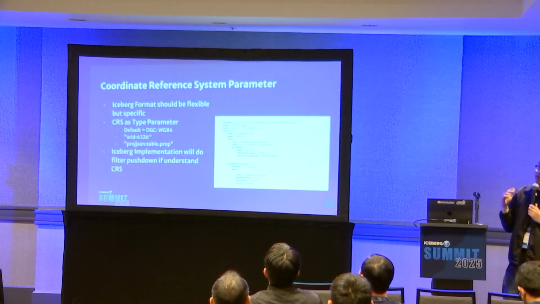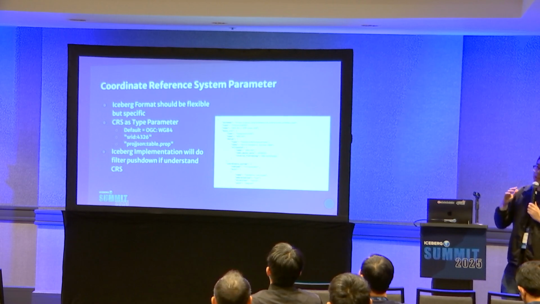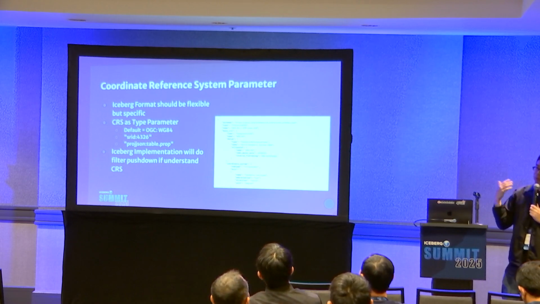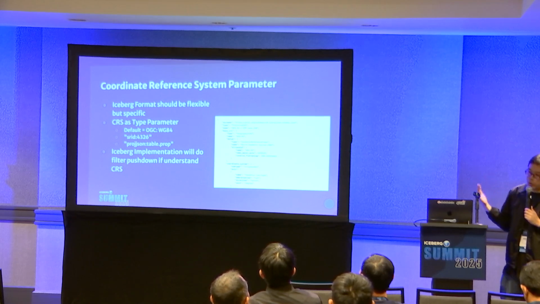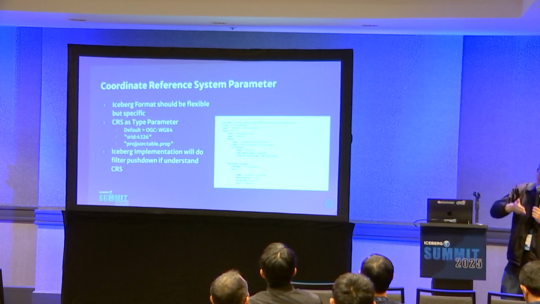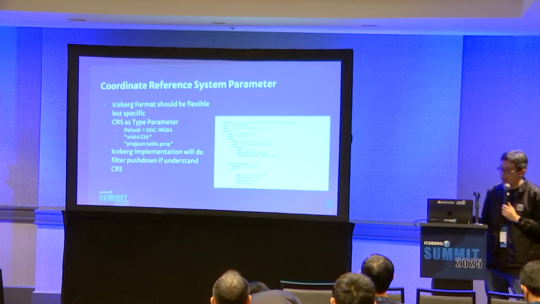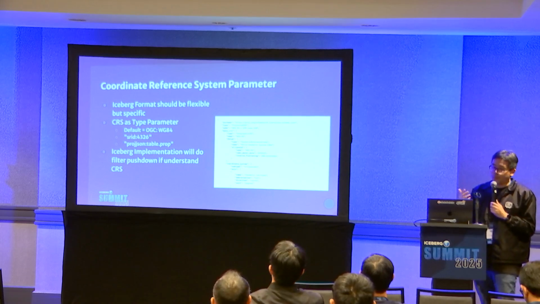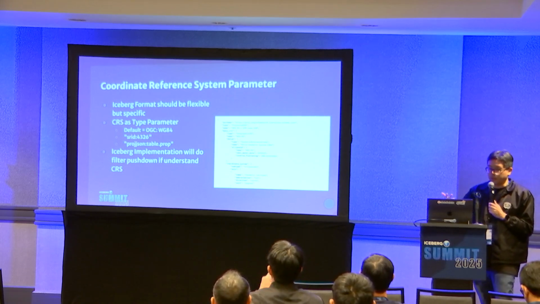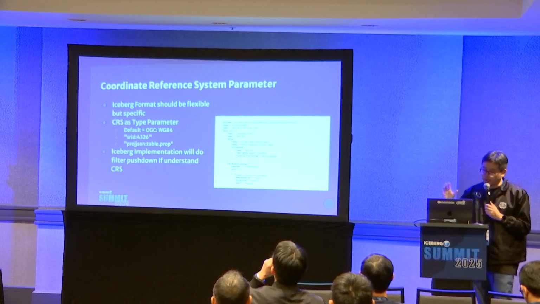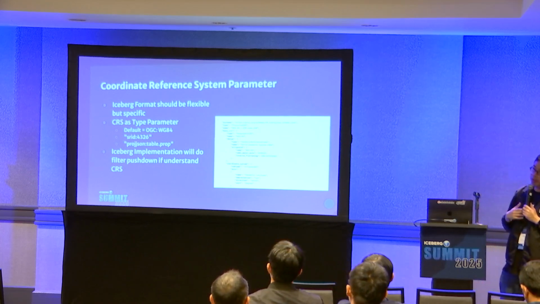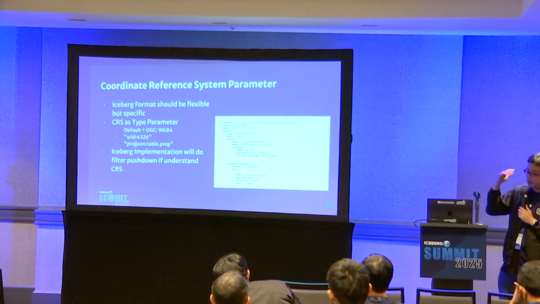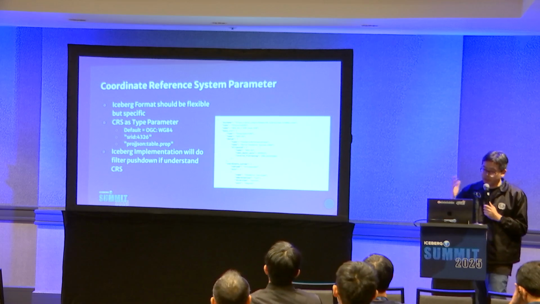But the saving grace was Iceberg as a table format, we don't want to be opinionated. We just want to support what the majority of people want to use, but we have to make sure they're specific in specifying what they used. And so we have CRS as a type parameter, and we support both SRID and PROJJSON as CRS parameters. And a note is, again, we have to understand the data in order to do filter pushdown. So the Iceberg implementation will do filter pushdown if it's for a geometry column with a CRS that we understand.